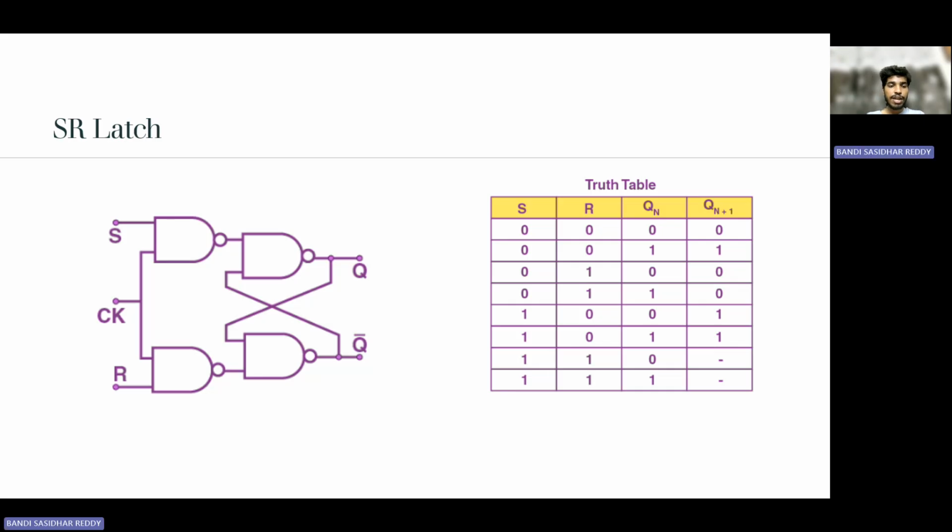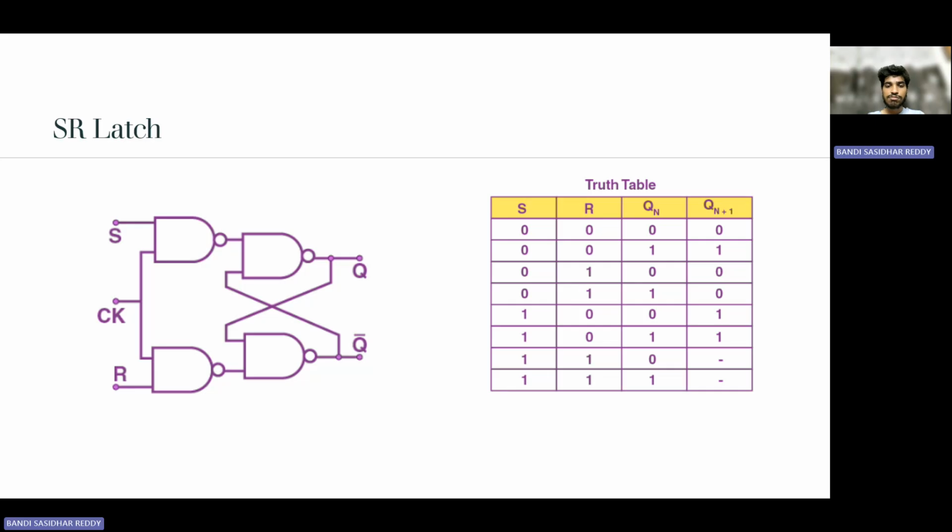See, there are two NAND gates with the clock, which enables the inputs, and these inputs depend on the outputs Q and Q bar. As we discussed before, when S equals 0 and R equals 0, the output is unchanged.